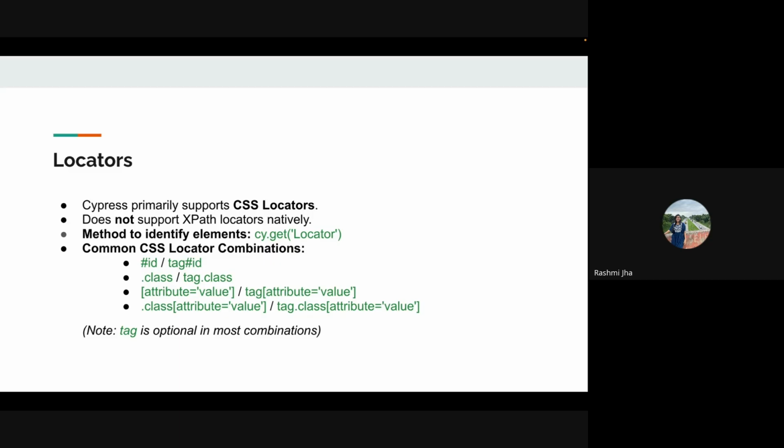If we want to locate an element with id, we need to give a hash before the id, so it will be #id or tag#id. If it is a class, we need to use a dot before the class, and we can use tag.class as well. Similarly, for attribute, it will be [attribute=value], and for class attribute it will be .class[attribute=value]. Also we can prefix it with a tag, like tag.class[attribute=value]. Now let's see an example of a locator in our next slide.